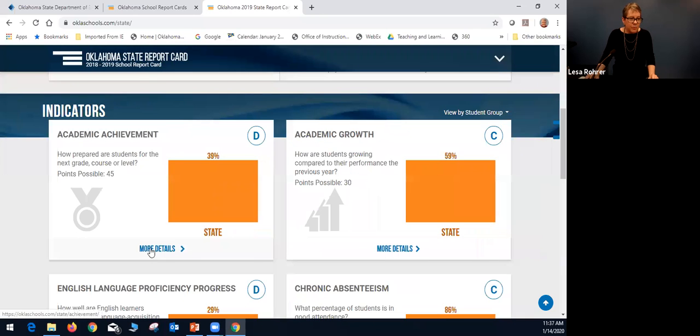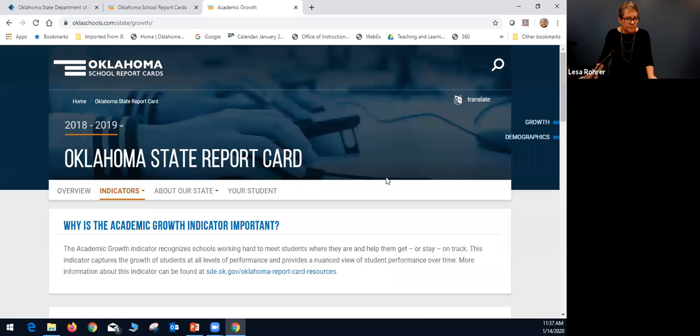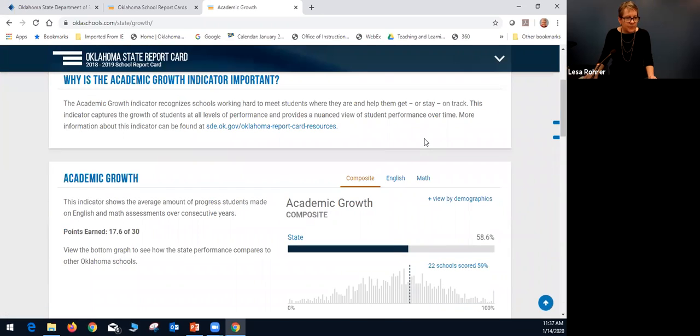We did have more details, and one of the things we've noticed in our analytics is that a lot of folks are going here and not digging further in. So let's go further in. And let's go with growth. So we're going to dig into academic growth. It always starts with why the indicator is important.